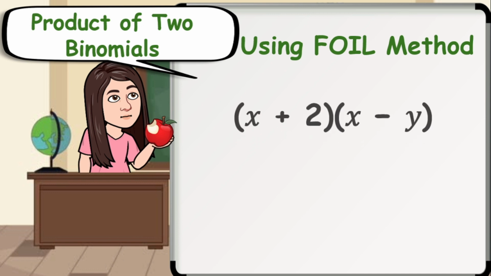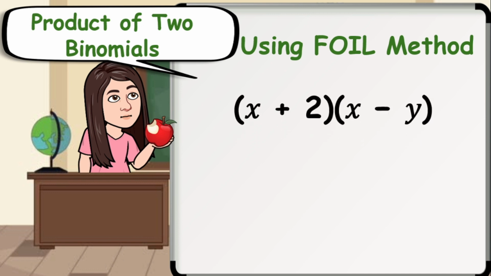Multiplying two binomials using FOIL method. To find the product of two binomials, we use the distributive property of multiplication over addition. Using this property, we multiply every term of one binomial by every term of the other binomial and then combine like terms. For example, the quantity of x plus 2 times the quantity of x minus y.